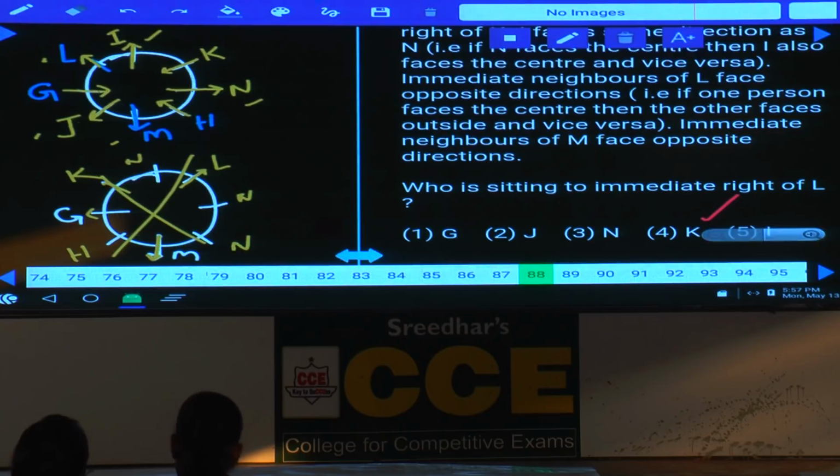Then 88. Who is sitting to the immediate right of L? L is away, immediate right is I. I is to the immediate right of L, choice 5.